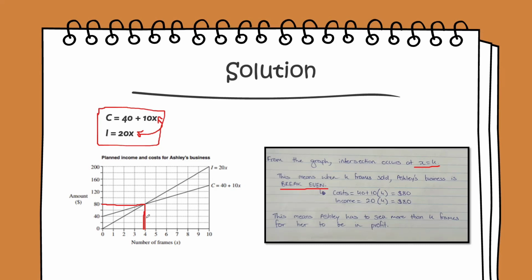If she sells any less than 4 frames, we can see that the income line is below the cost line, which means her costs are higher than her income. But as soon as we get to more than 4 frames, her income starts to exceed the costs, which means she is now in a profit at any point after selling more than 4 frames. So our interpretation is that when 4 frames are sold, Ashley's business breaks even, and she has to sell more than 4 frames to be in a profit.